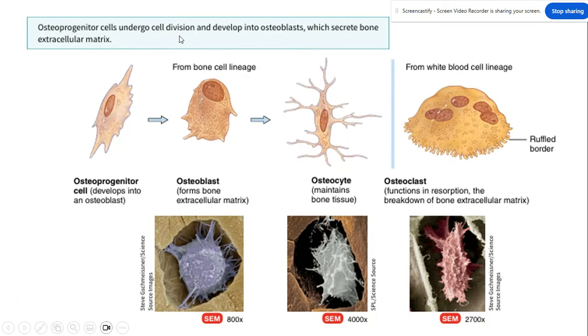Osteoprogenitor cells undergo cell division and develop into osteoblasts, which secrete bone extracellular matrix. Now mature osteoblasts change into osteocytes. As you can see, it has all the projections outside. Osteocytes maintain bone tissue. Osteoclasts come from the white blood cell lineage. Osteoclast function is resorption, the breakdown of bone extracellular matrix. So if you see this, and then you see this, this is the osteoclast. This is the osteocyte, and this is the osteoblast.